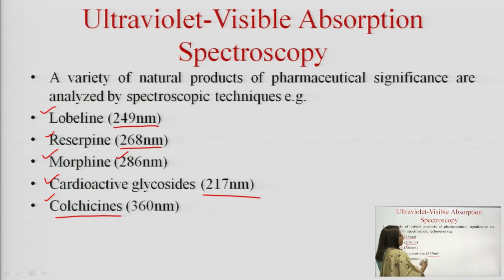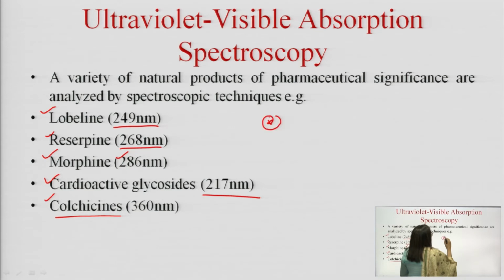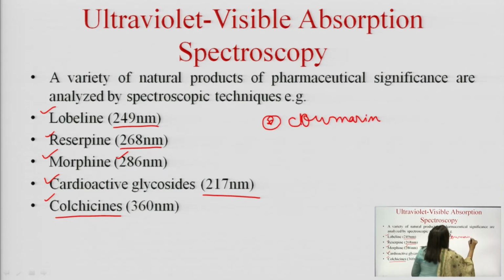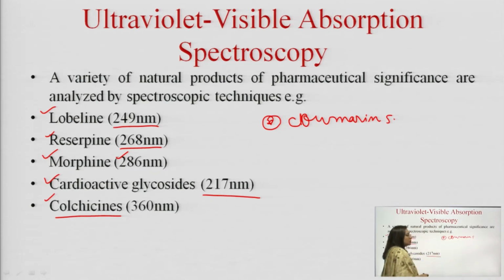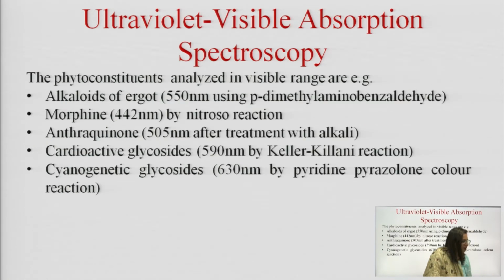There are certain other phytoconstituents like the range of coumarins. This class of compounds is naturally very fluorescent, and they can be easily identified by the UV absorption spectra.